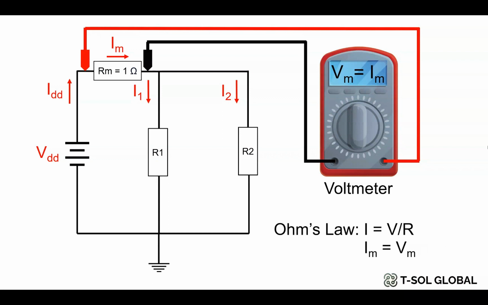One specification you have to remember when you are selecting the Rm resistor is the power specification of the resistor. The power specification of the resistor has to be more than the power of the circuit you are doing the measurement on.